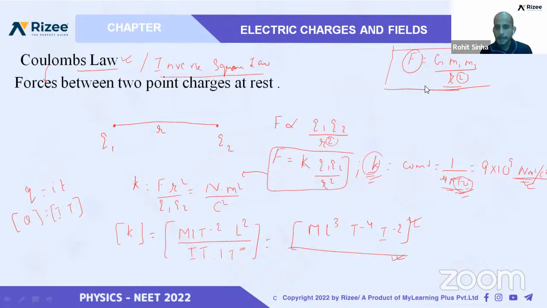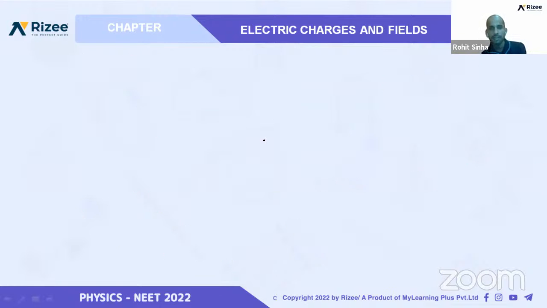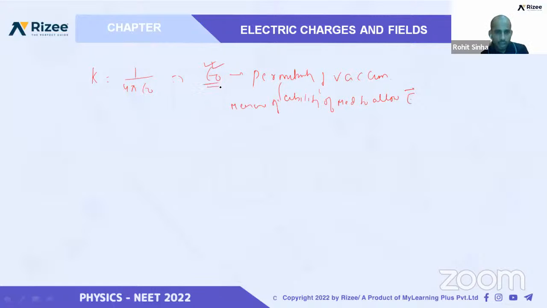Good. Now let us move further and move our discussion to this constant. Till now, we have seen that k is equal to 1 by 4 pi epsilon naught. Now we are discussing what epsilon naught is. Epsilon naught is the permittivity of vacuum. What does it mean? It is the tendency of a medium to allow an electric field through it. It is a measure of the ability of a medium to allow an electric field to pass through it. It only shows this.